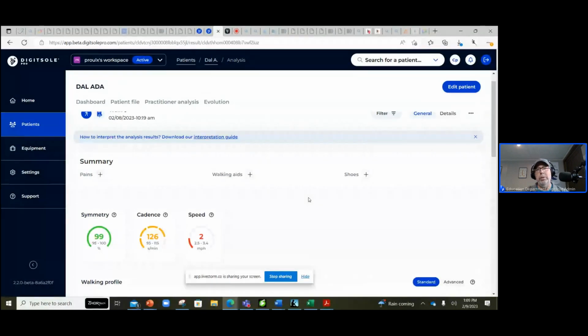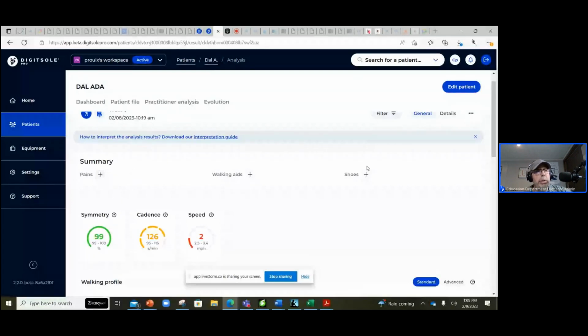And so speed is an interesting metric because it actually gives us a lot of insight into overall health. For example, if I have a patient that cannot walk at the average speed, that actually indicates that they do have some health issues, and it's related to a reduction in their quality and their length of life. And people can really resonate with that. So it's a really good point to make to your patients that something needs to be changed. So across the top here, you can put in your pains, walking aids, and shoes.